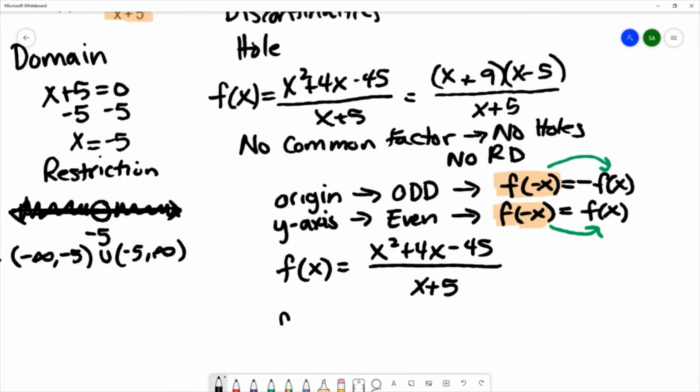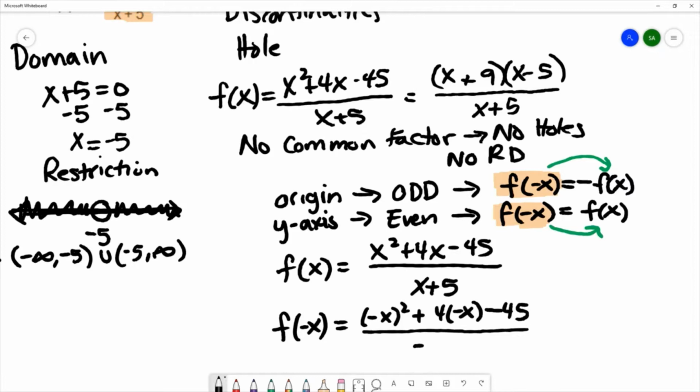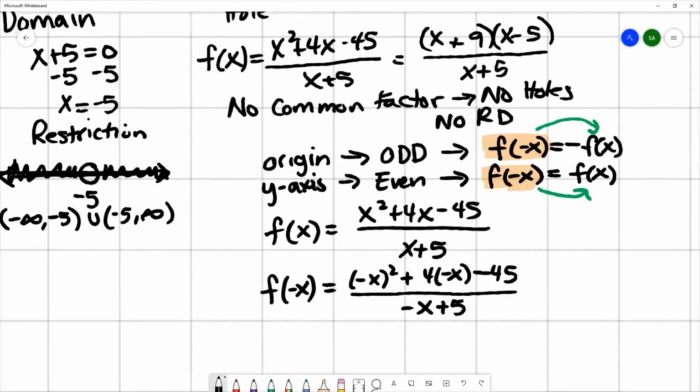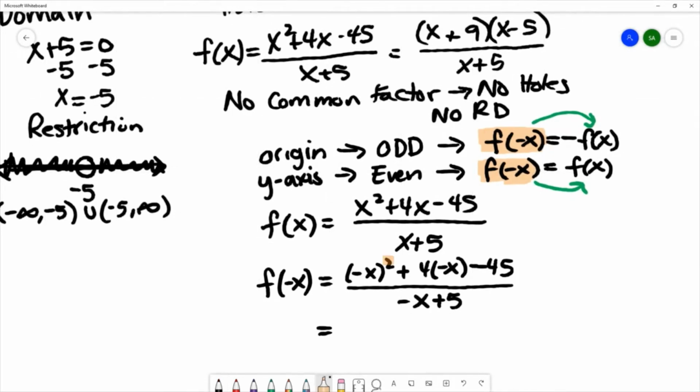And I'm going to calculate f of negative x. That's negative x squared plus 4 times negative x minus 45 over negative x plus 5. I'll do a little bit of simplification. Negative x squared simplifies to be x squared. Positive 4 times negative x becomes negative 4x. Minus 45 carries down. Minus x plus 5 carries down.